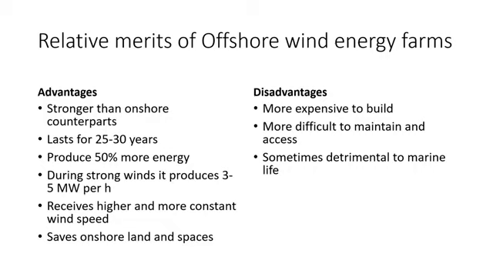The relative merits of offshore wind farms are listed here. The main advantages are that these installations are stronger than their onshore counterparts. These last for a longer number of years, which is 25 to 30 years. These produce 50% more energy than their onshore counterparts. During strong winds, they produce 3 to 5 megawatts per hour. These receive higher and more constant wind speed at the site. The most prominent advantage is that these save onshore land and space which could be used for agriculture and other purposes.